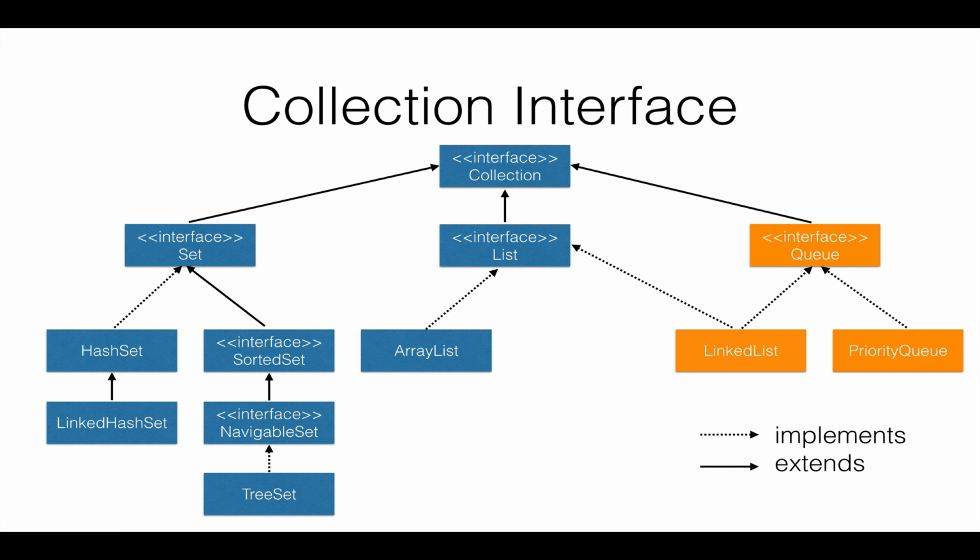Priority queue is a queue implementation that keeps its elements automatically ordered. It has similar functionality like a tree set, but it does allow duplicate entries.